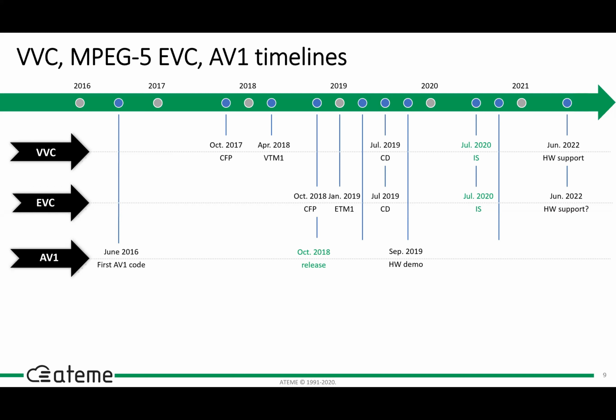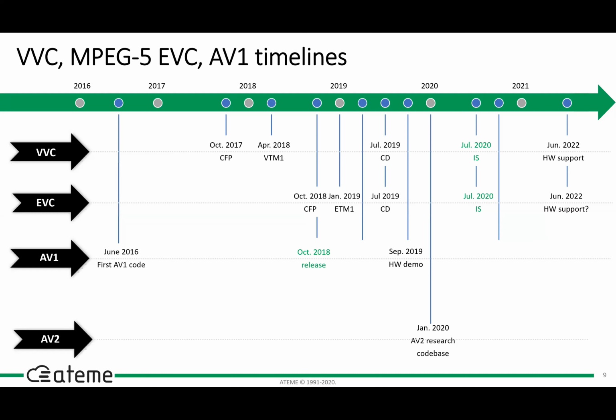And at the same time, you have AV1. AV1 was supposed to start in 2016 with the first code base released. And then we got the release of the AV1 specification in October 2018. And we were able to have some hardware demo just a year after the specification was finished. Which is quite good.